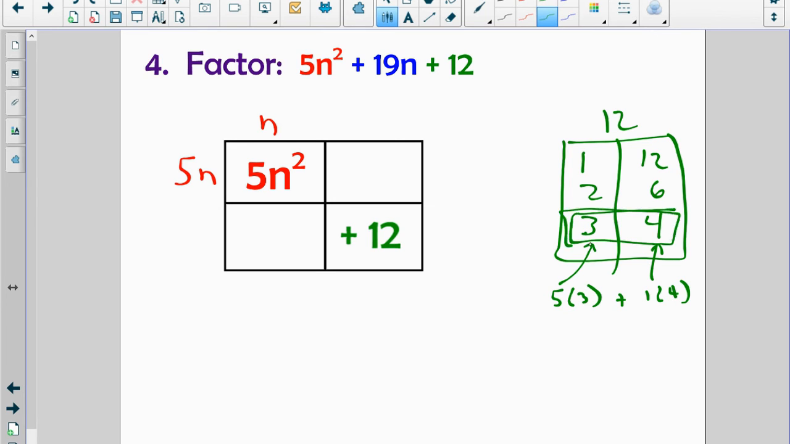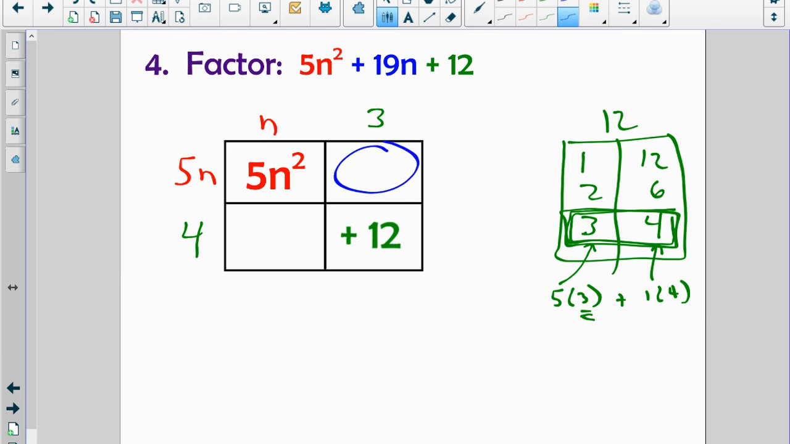I want to use the 3 and the 4, and I have to make sure that the 3 is the number that gets multiplied by the 5 on the other side. So that's got to go here, because that's where I'm going to do 5n times 3 to give me that 15n in that box. Okay, so if the 3 goes on the top, the 4 goes down the side. Cool, I like it when it works that way. I don't have to check all of them. I kind of worked ahead.